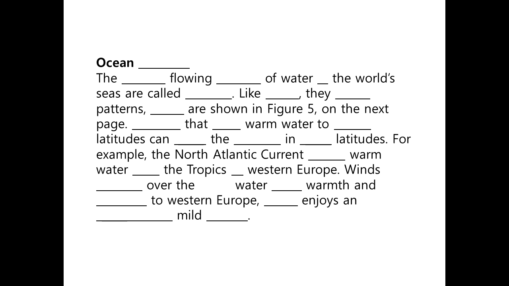Ocean currents. The steadily flowing streams of water in the world's seas are called currents. Like winds, they follow patterns, which are shown in Figure 5 on the next page. Currents that carry warm water to higher latitudes can affect the climates in those latitudes. For example, the North Atlantic Current carries warm water from the tropics to Western Europe. Winds blowing over the warm water bring warmth and moisture to Western Europe, which enjoys an unexpectedly mild climate.